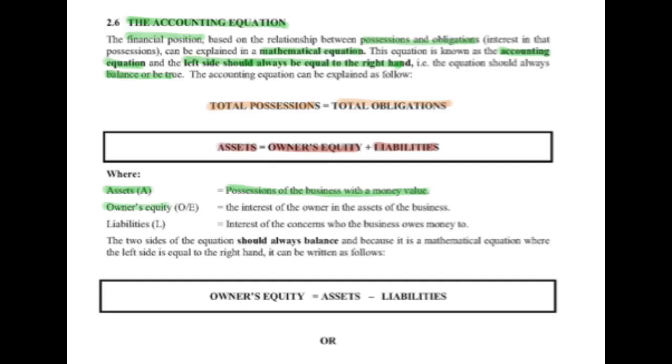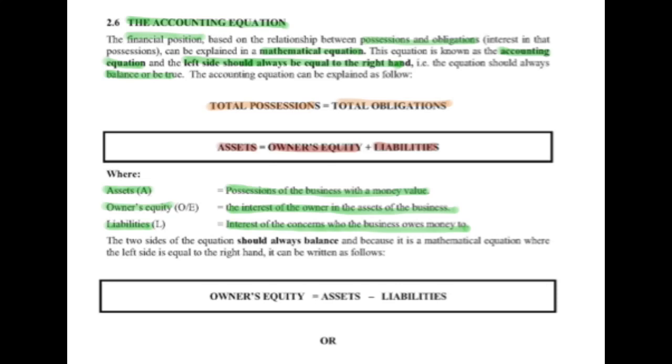Owner's equity, that's the interest of the owner in the assets of the business. In other words, that's what the owner invested in the form of capital, but it's also what the owner has accumulated through running of the business in the form of profits, and then also what the owner has taken out, which is minus drawings. Liabilities, that's the interest of the concerns who the business owes money to. So in other words, that's the people the business owes money to, such as in the form of a loan or money owed to creditors or the bank overdraft.